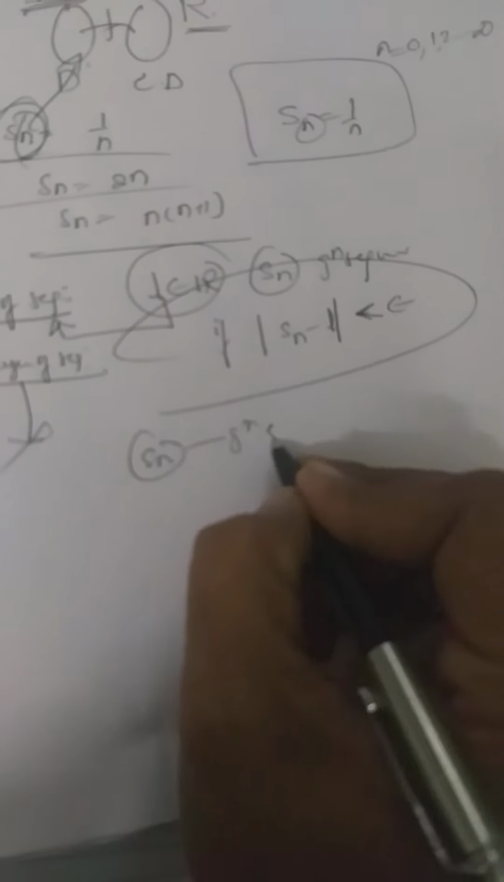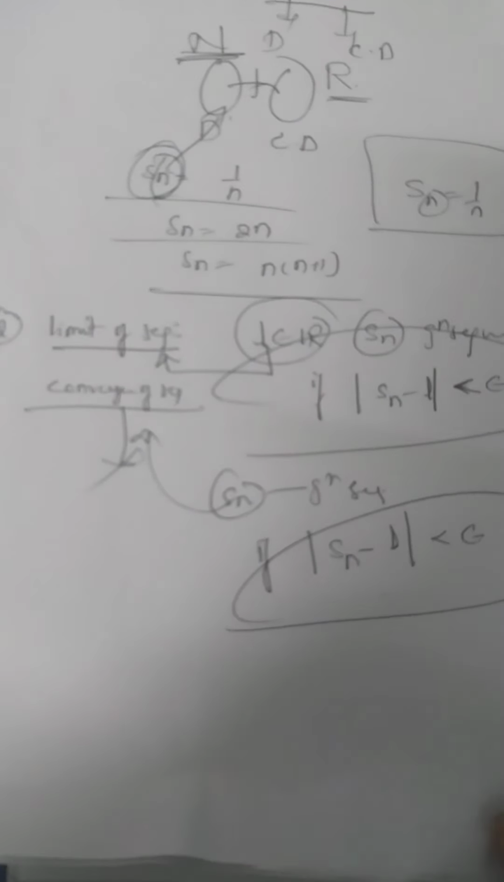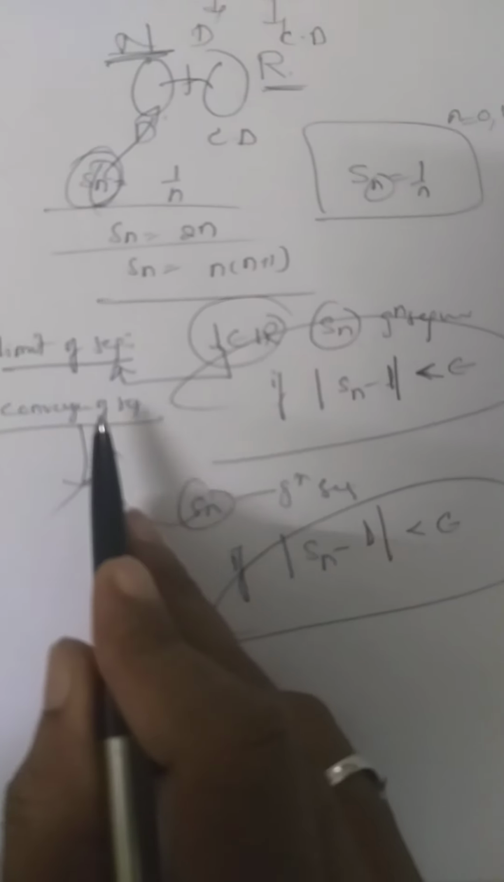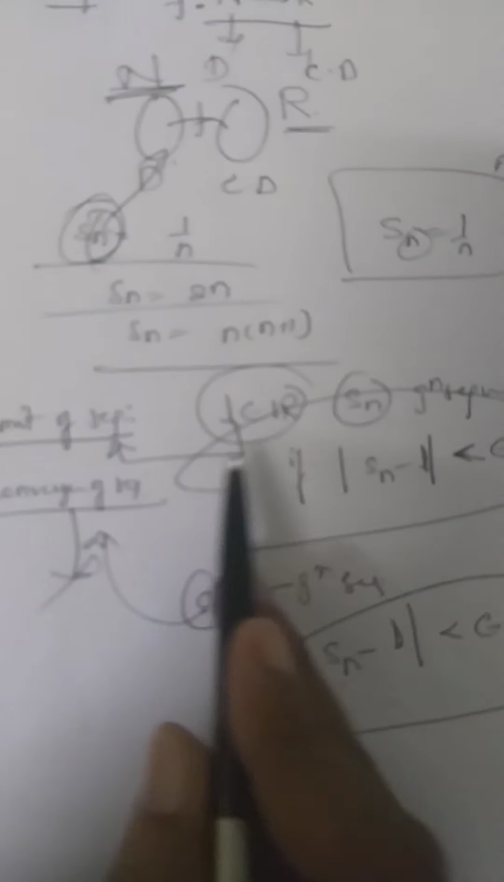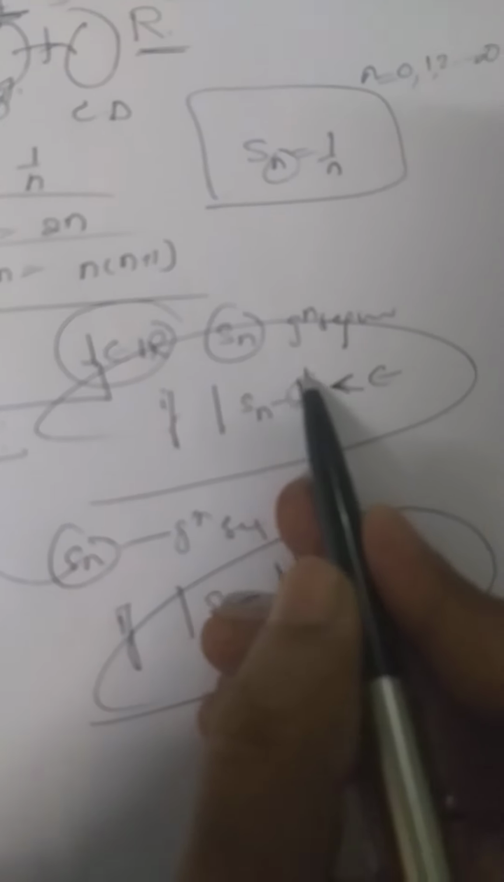Similarly, what is the convergence of a sequence? Sn is a given sequence. If Sn minus L is less than epsilon, then the sequence is said to be convergent. If this condition is satisfied, then the sequence is said to be convergent, otherwise divergent. If modulus of Sn minus L is less than epsilon, then this real number is called the limit of a sequence.